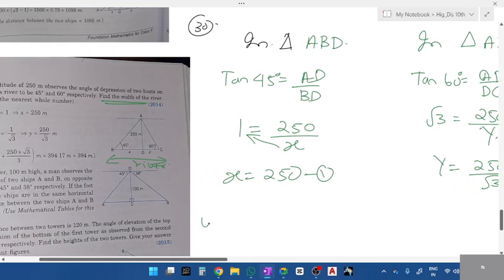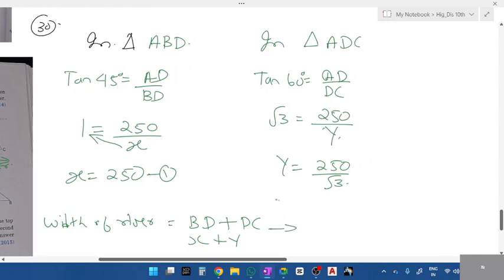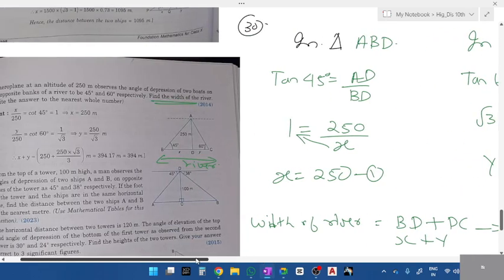If you want to find the entire thing, what are the two things we need to find? Width of river. What is width of river, students? BD plus X plus Y. So you have to add both. What is X and what is Y? X is 250 plus what is Y? 3 divided by 3.